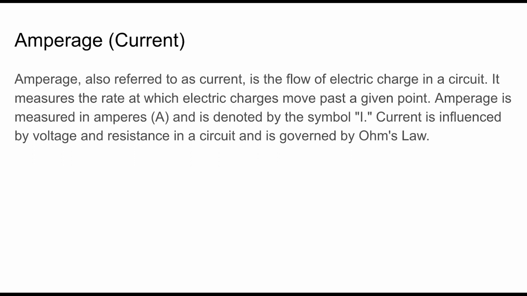Amperage, or amps, current. Amps, also referred to as current, is the flow of electrical charge in the circuit. It measures the rate at which electrical charges move past a given point. Amperage is measured in amperes and is denoted by the symbol I. Current is influenced by voltage and resistance in a circuit and is governed by Ohm's law.